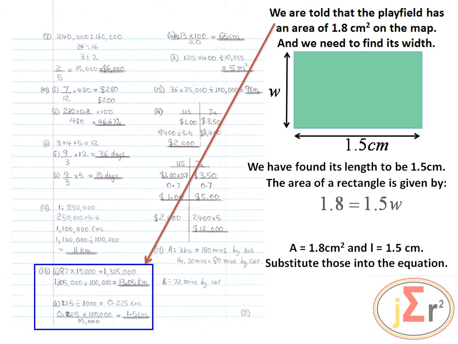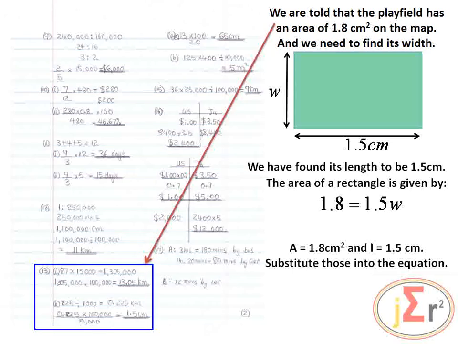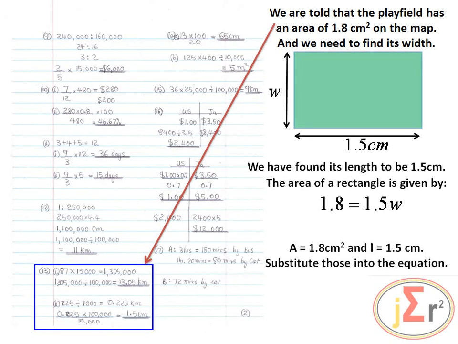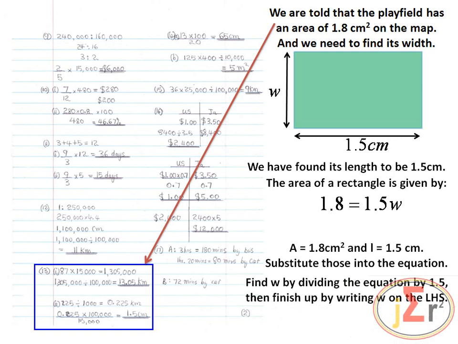Throw those in, and what do we know? We have only one equation. Well, we had one equation to begin with, but additionally we now have only one unknown. Therefore, we may very quickly find that one unknown, which is what we are always able to do if we have a single equation with a single unknown. So find W by dividing the equation by 1.5. Then finish up by writing W on the left hand side.